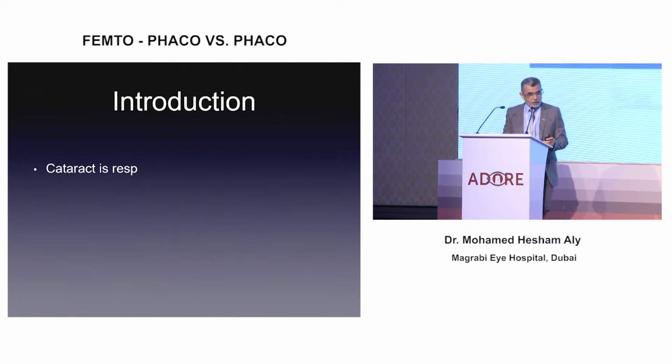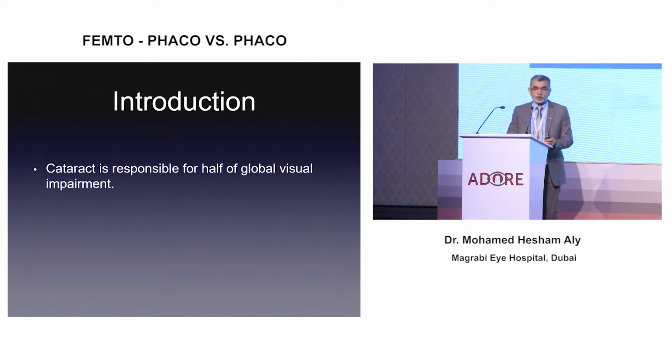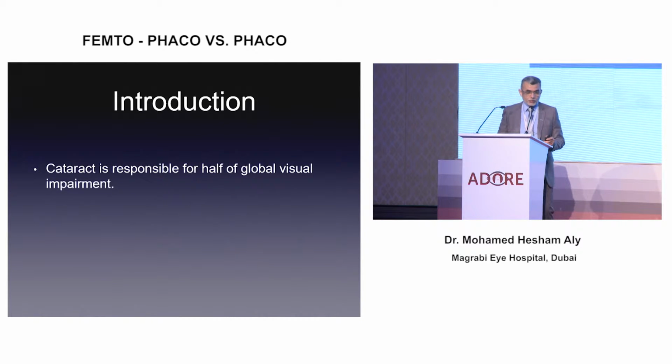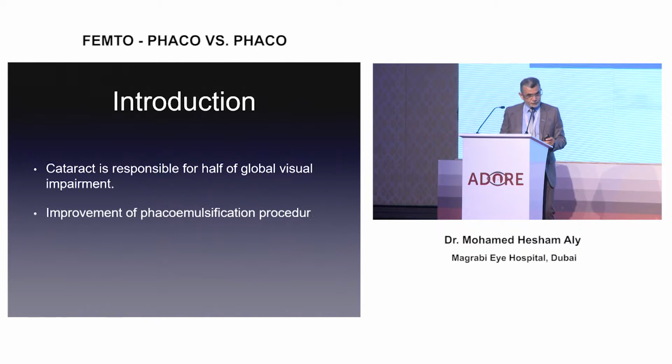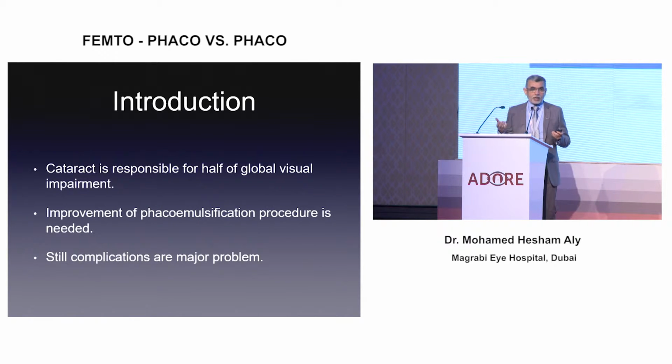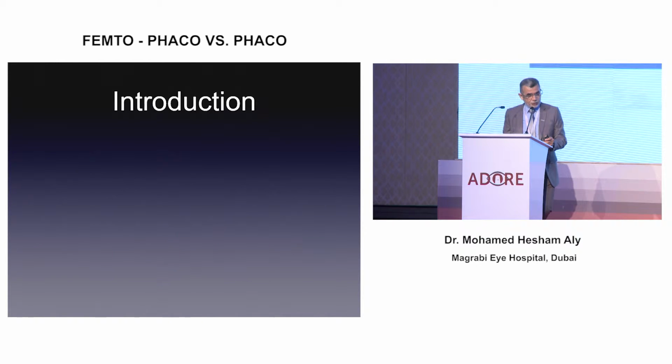We'll just give a very brief introduction again. Cataract is responsible for half of the global visual impairment all over the world. Improvement of the phacoemulsification procedure is needed, and complications are still major problems in regular phaco, and I think we can make them less with the femtophaco.